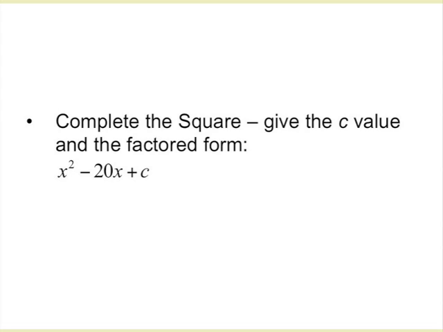The way we find that c value is we take the middle number, divide it by 2, and then square it. So 20 divided by 2 is 10, 10 squared is 100, and our c value is 100. So this thing becomes x squared minus 20x plus 100.